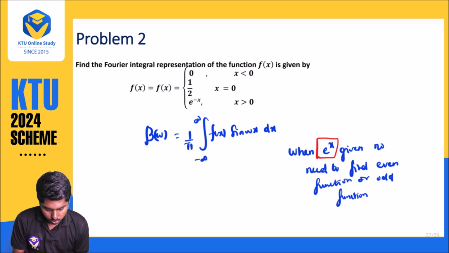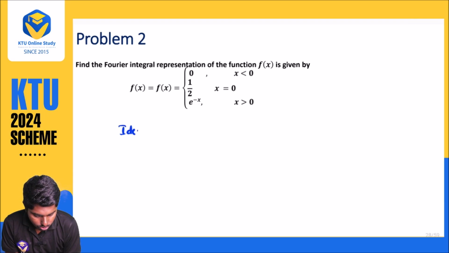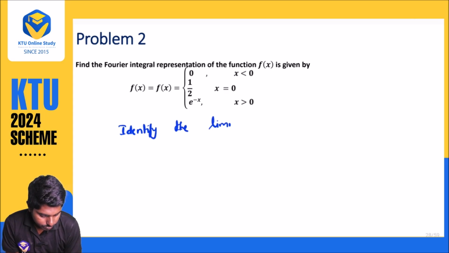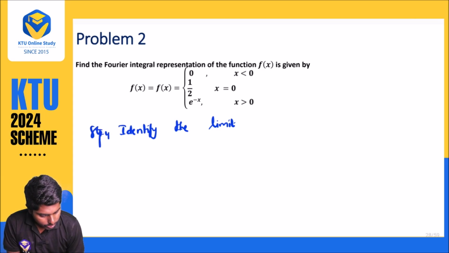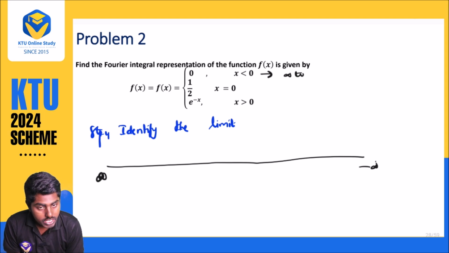Now step number 4 is identifying the limits. We know the thing, what are the limits they have given? They have given infinity to minus infinity. For x less than 0, it means minus infinity to 0.